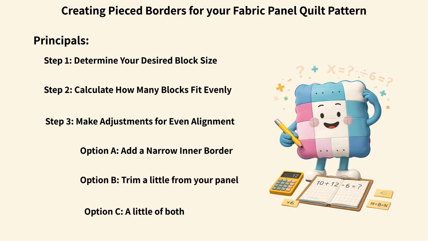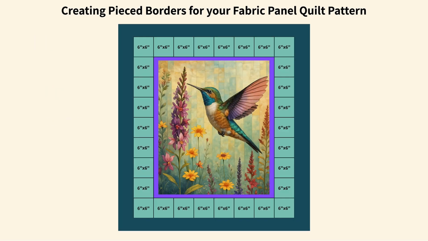In short, you can add a coping border or increase an existing inner border. Or if you're long, you can trim a little from the panel area. In our case, we did a little of both. Add cornerstones, and if you want, an outer border, and you're done. And that's it. Quilt math you can absolutely do, even if you haven't done math since high school.